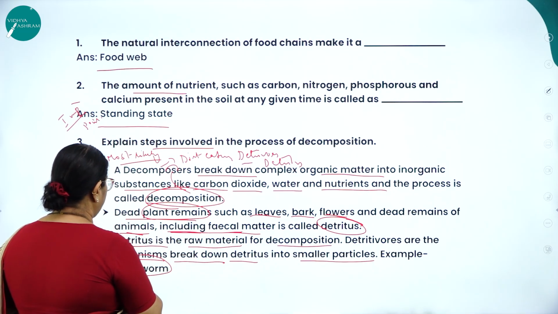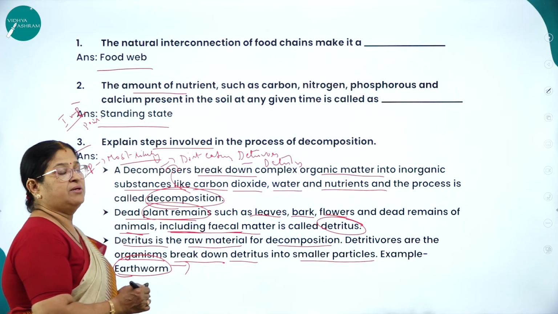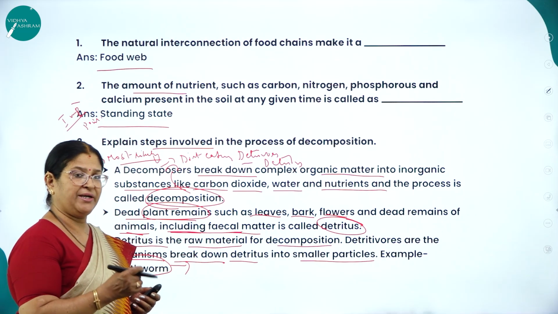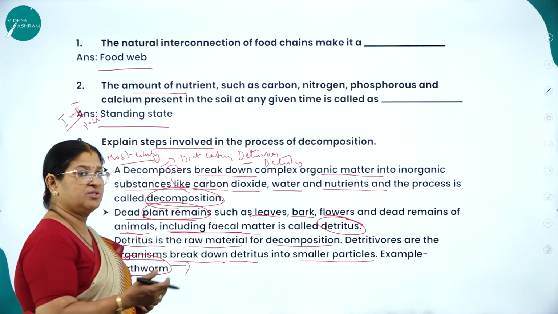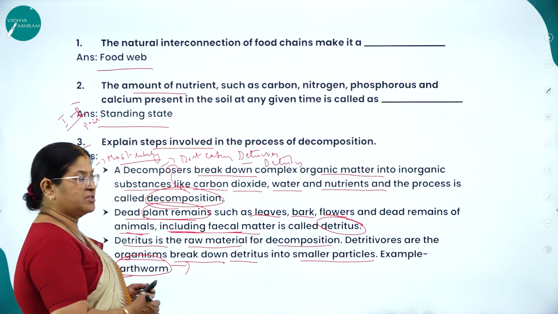Example, earthworm. We all know, I'm pretty sure, earthworm is called farmer's friend because it's an annelid and it is responsible for breaking down the soil particles, right? And it loosens the soil and makes it good for aeration. Hence it is called as farmer's friend.